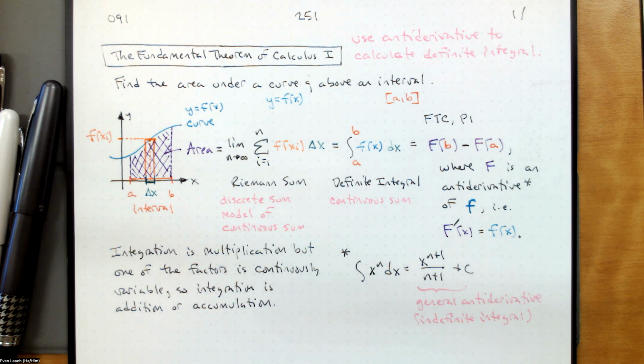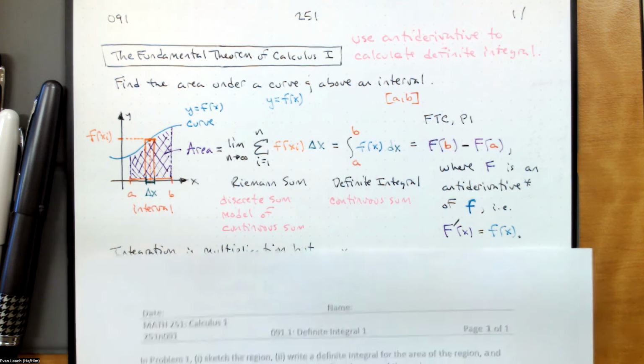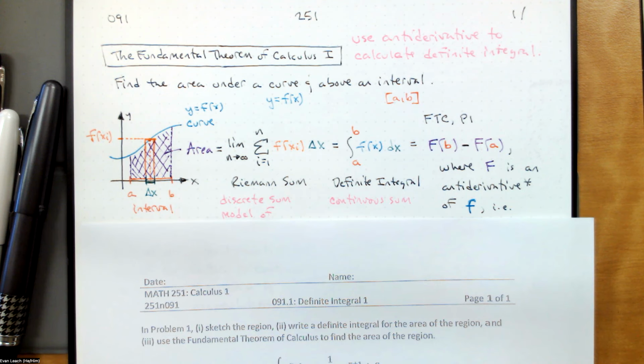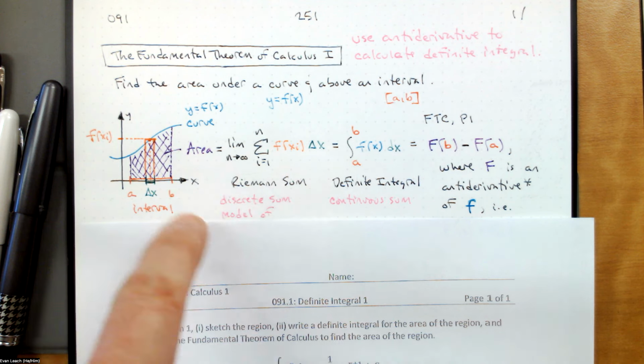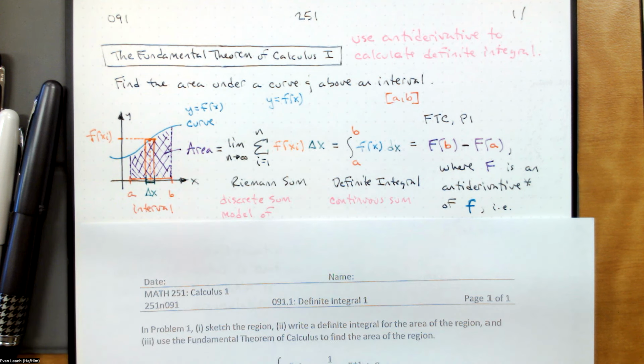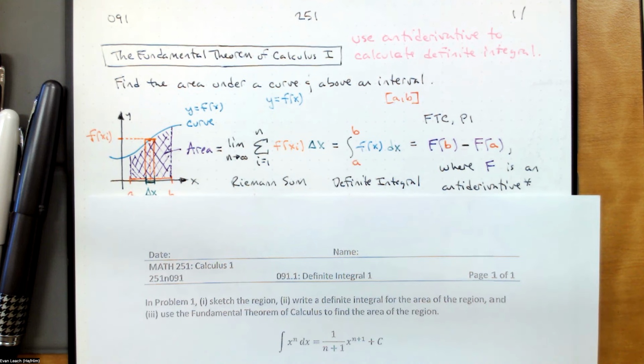With that in mind, here are some problems. In this set of problems, I'm describing a region. I want you to draw a sketch of the region. I want you to write a definite integral that will give us the area of the region. So I don't need you to write a Riemann sum. I need you to write the definite integral form of that Riemann sum. And then I want you to use the fundamental theorem of calculus to find the area of the region. That is, use the antiderivative, write the general antiderivative, and plug in the endpoints.